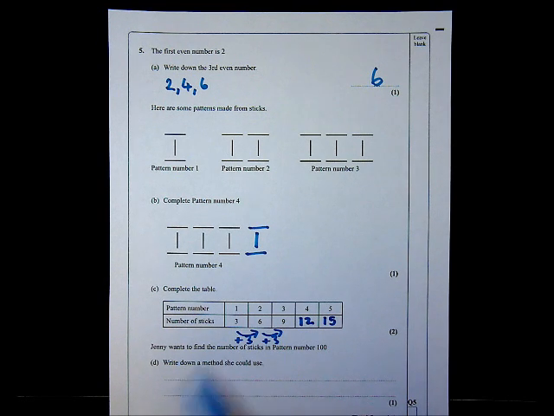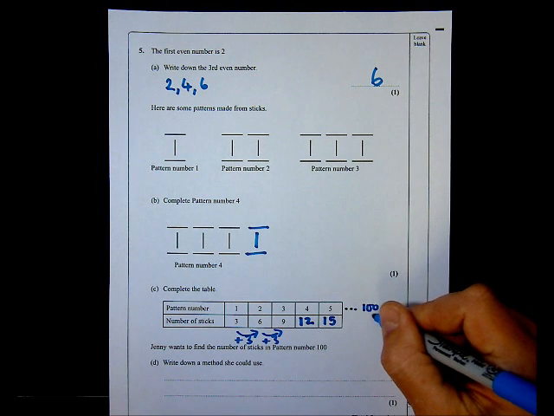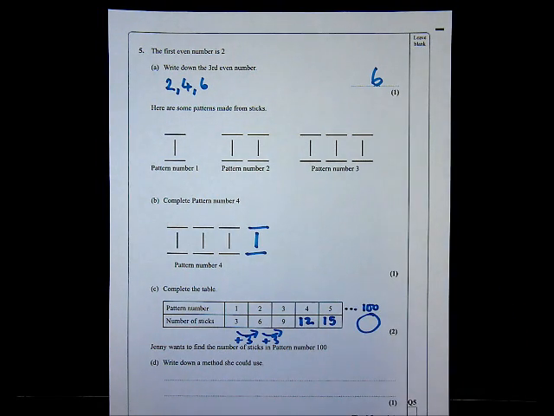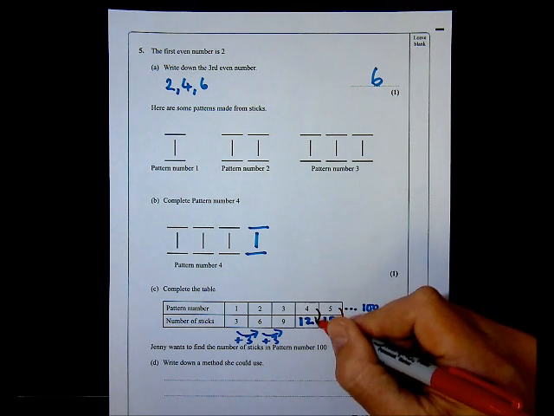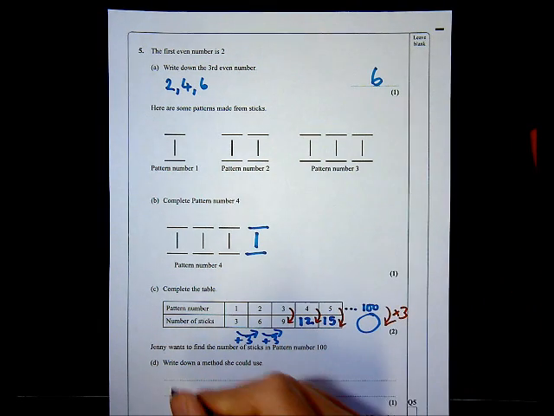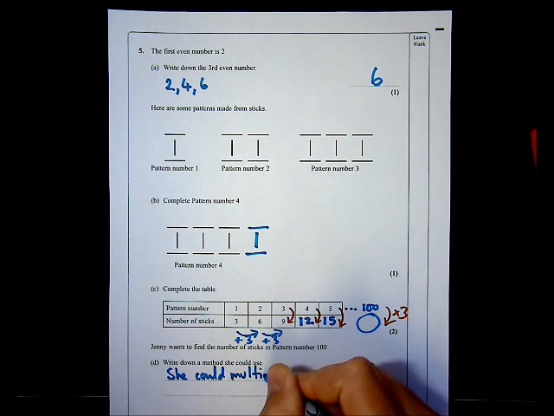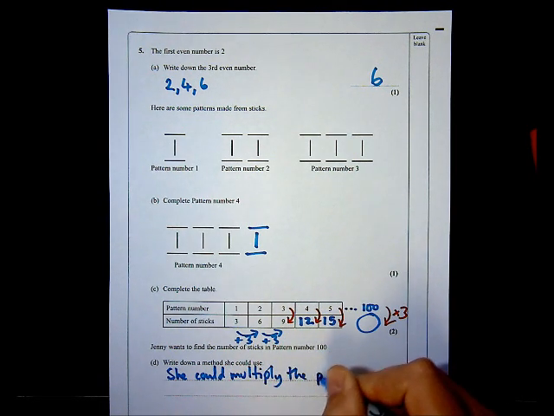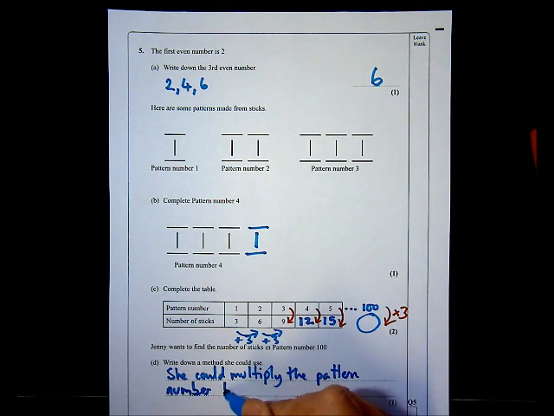Part D, I'm told that Jenny wants to find the number of sticks in pattern 100. Write down a method she could use. Well, I can carry on this table until I get to 100, and I'm just trying to work out how many sticks she would use. Now from looking at the table, I can see that to get from this number to this number, in all of these cases, we are multiplying by 3. So I could write down she could multiply the pattern number by 3.